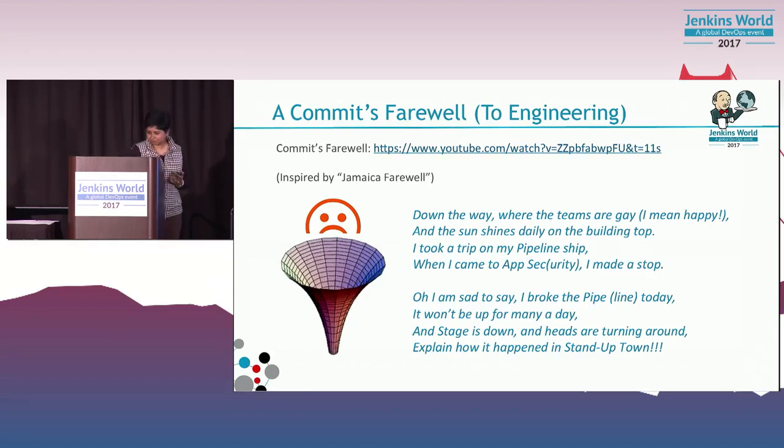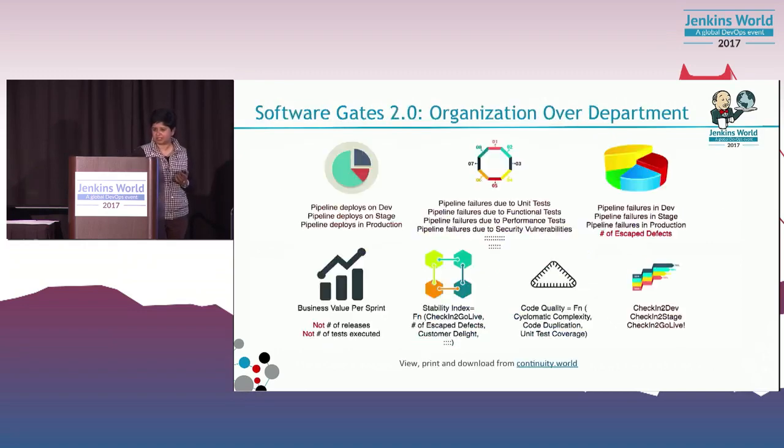Anyway, so right, back to some serious stuff. So SoftwareGates 2.0 is where we want to be, and maybe you are even ahead, right? But the thing is, organization over department. Do not let a single department establish a KPI where they have vested interest.